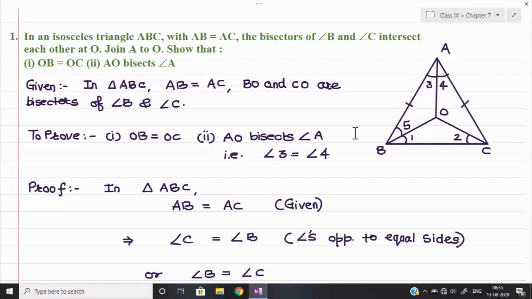Now what will be the relation between any one equal part and the whole angle? Meaning, the relation between angle 1 or angle 5 and the angle B. Suppose I say the value of angle B is 50 degrees, then what will be the value of angle 1 or angle 5? Definitely it will be 25 degrees.